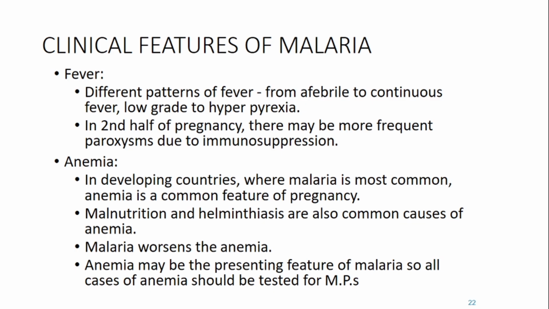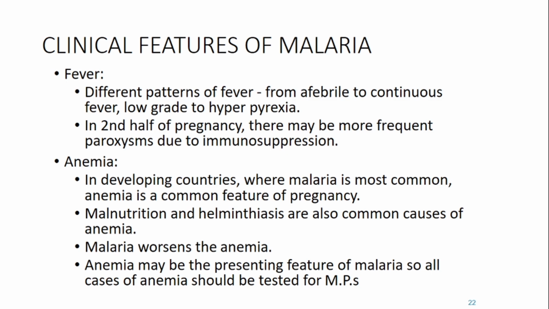As such, one may still need to maintain a high index of suspicion. Fever may be continuous, could be low grade, and there could be hyperpyrexia. The fever patterns may vary depending on the species of the plasmodium responsible for the malaria infection. However, most commonly, Plasmodium falciparum malaria usually causes paroxysms of fever every 48 hours. However, this could range from every 24 hours up to every 72 hours.